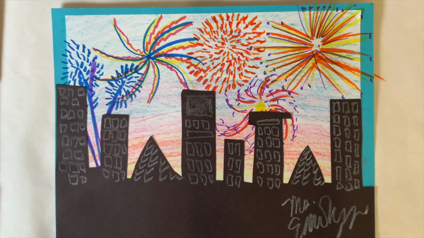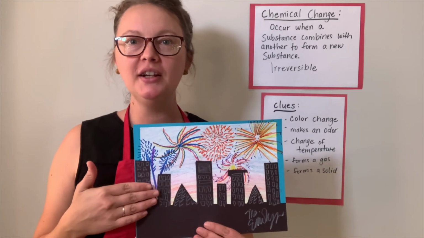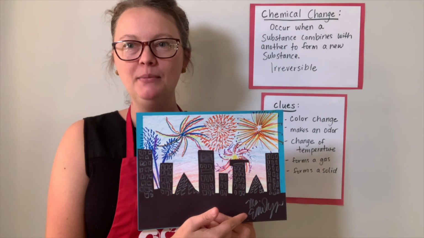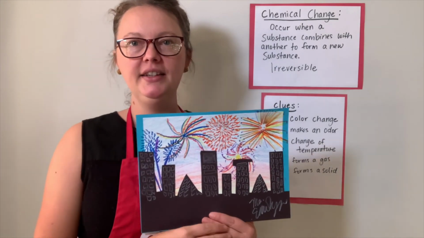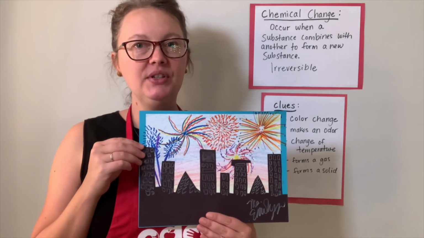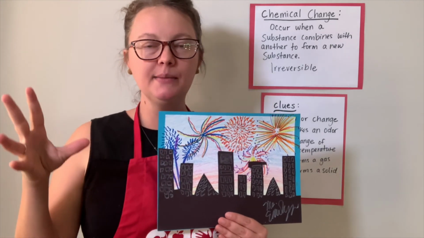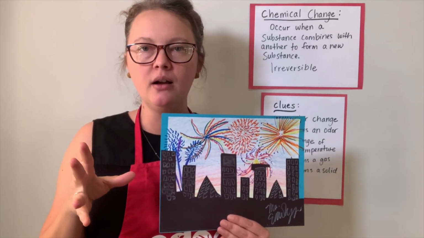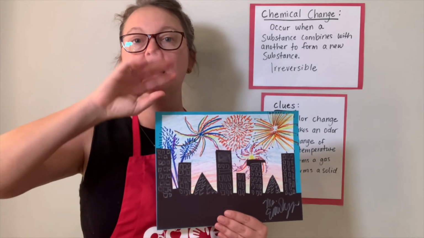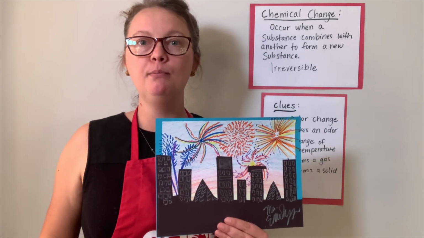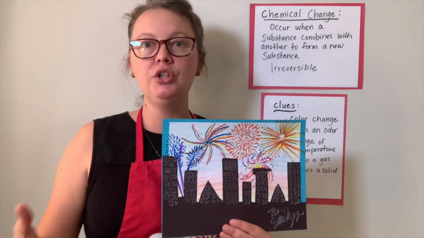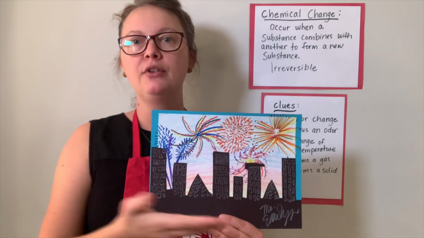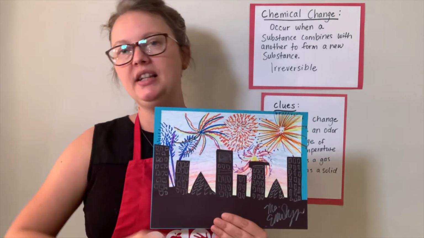Good job, second grade. I hope you are proud of your art project and that you have signed it with your fabulous name on the bottom with your white crayon. And next time you see fireworks, think about how they explode and how that's a chemical change. Think about where the colors come from and think about how the lines in the night sky create motion, and that motion makes a whole experience for everybody who's watching it from a city or from the countryside looking at the night sky.